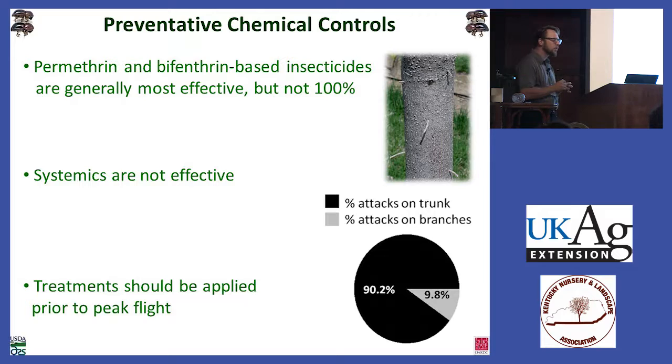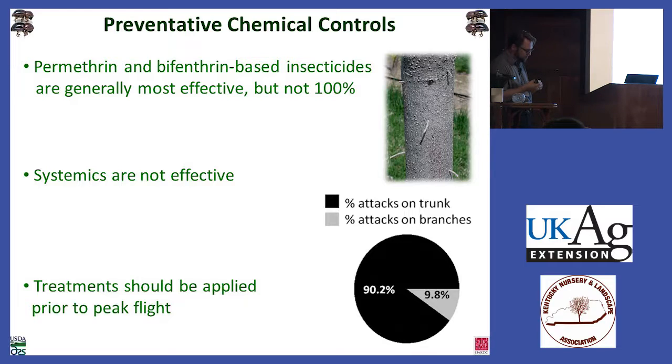So in terms of preventative chemical controls, I will say that none of the insecticides that we've tested are 100% effective, but permethrin and bifenthrin-based insecticides are generally the most effective products that we see. We've not found systemics to be effective, unfortunately.